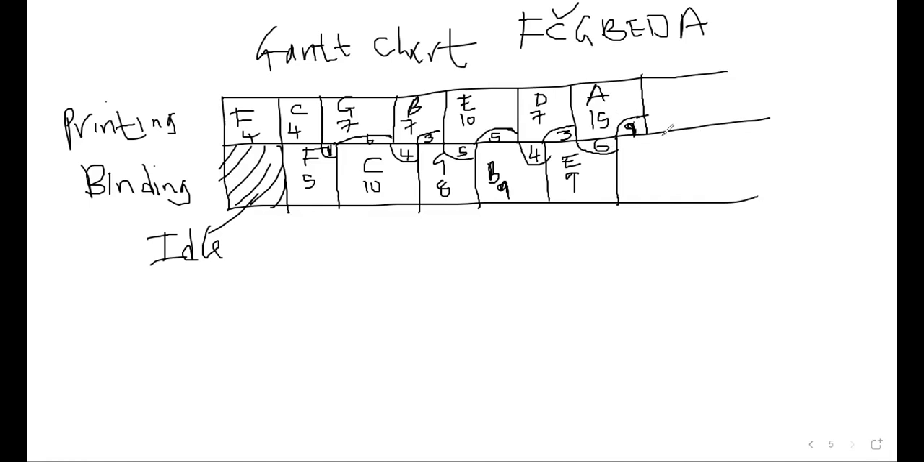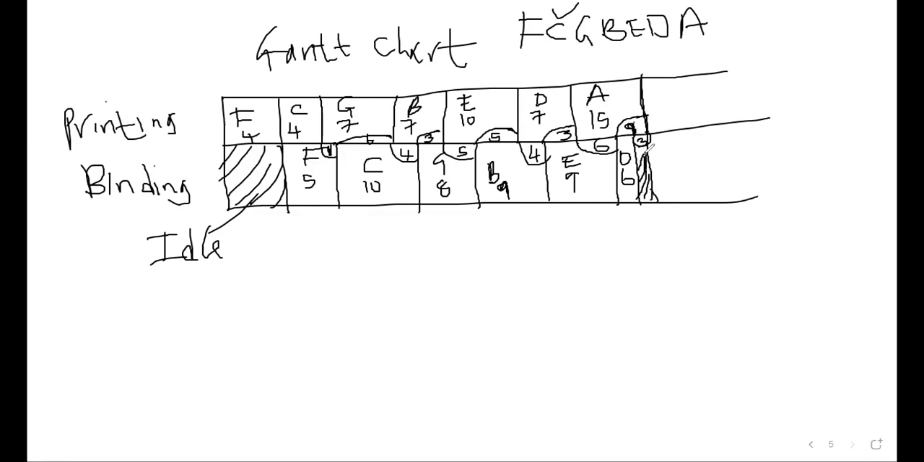Binding D is taking 6. Okay, so binding D is taking 6 there. So D is taking 6. Okay, so there's this time here, which is 3. It means that they should wait for A to be completed being printed, because A is ending here. So this is the time because they need to wait for them to finish printing A.